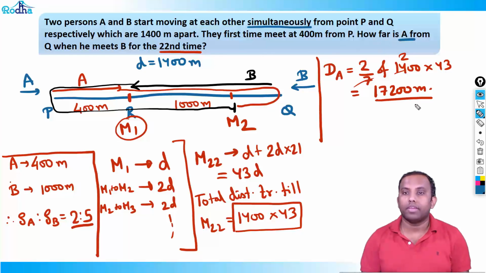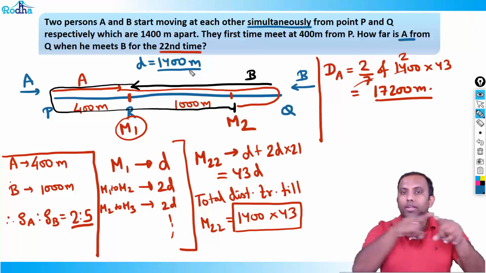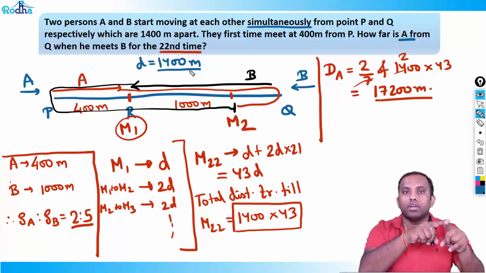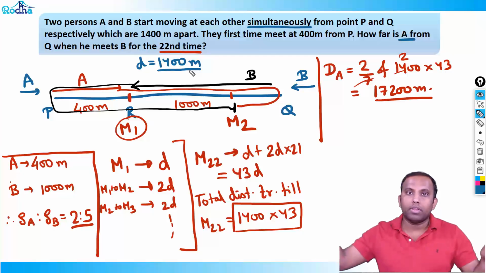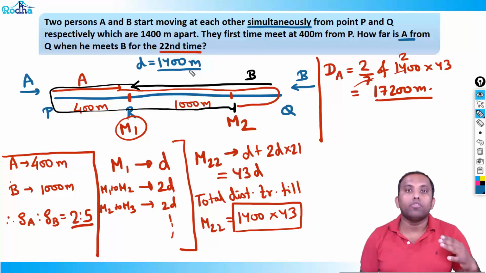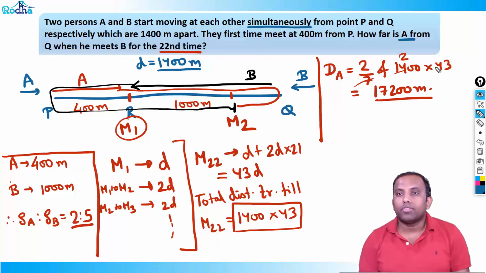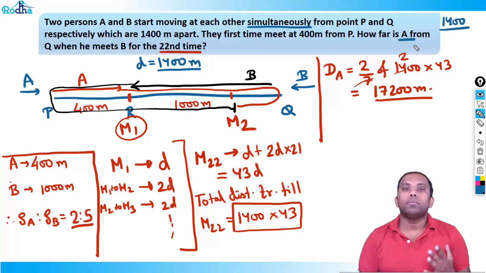Fine. Now we can see here that the full length of the track is 1400 meters. That means one straight run from P to Q is 1400 meters. One straight run is 1400, coming back is 1400, then again going 1400, right? So we have to see this in multiples of 1400. We'll see which multiple of 1400 is closer to 17,200.